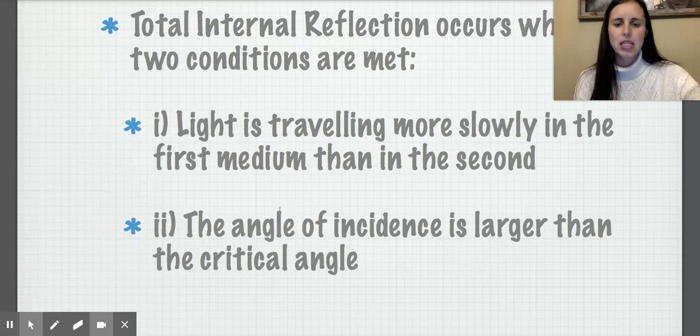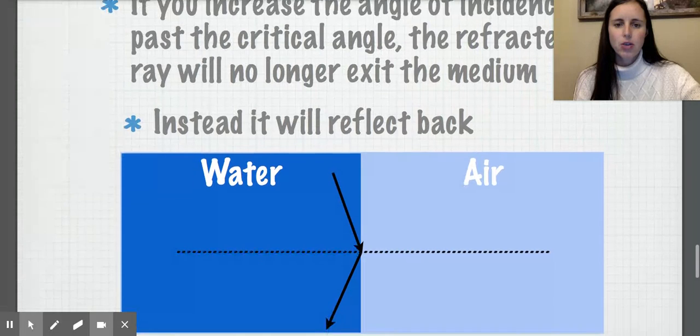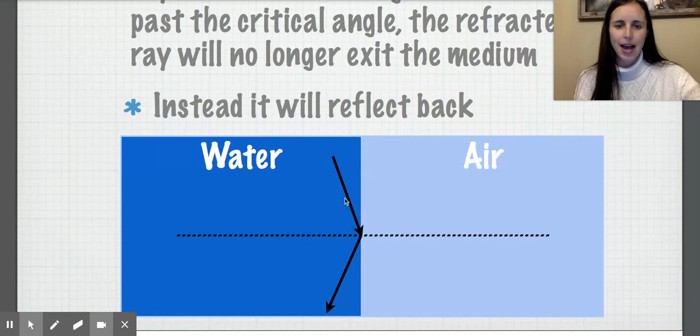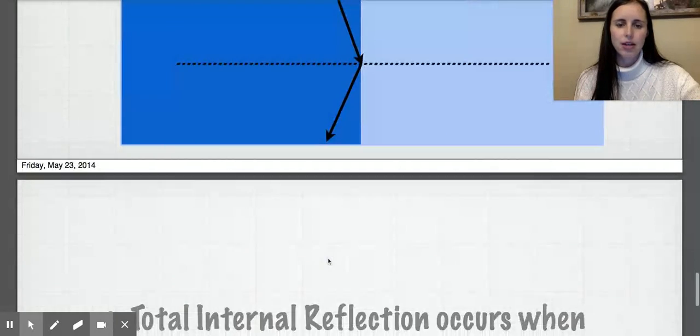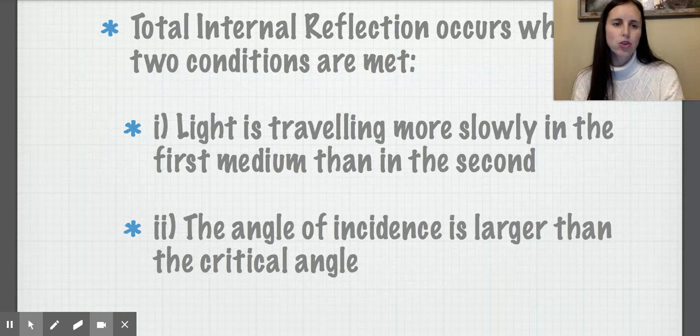The other thing that has to be met is the angle of incidence has to be larger than the critical angle. So again, whatever angle you have your light shining through, that angle of incidence actually has to be greater than whatever that critical angle is. That's it. That's total internal reflection.